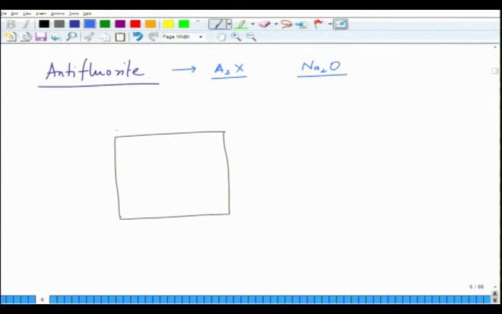So in this case now, this is anion X. So this is at 0 1, this is at half, 0 1, half, half, half, 0 1, 0 1, 0 1 and half. So these are all X atoms. The A atoms go in these positions.